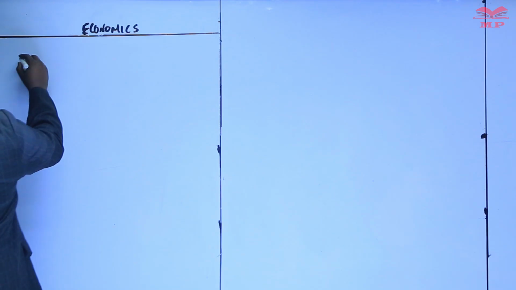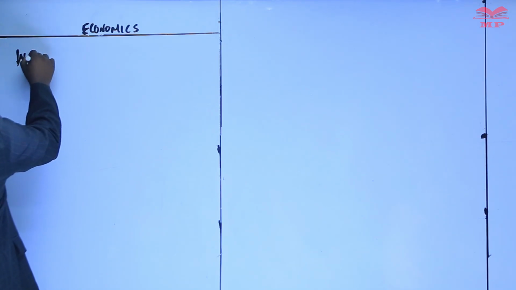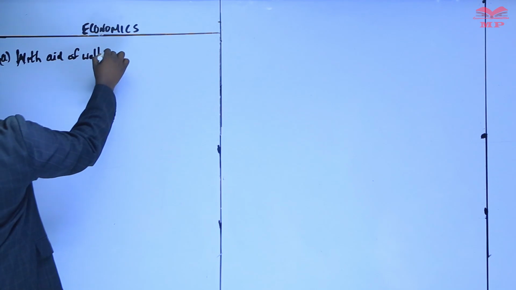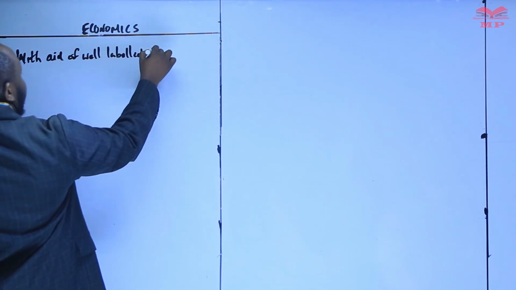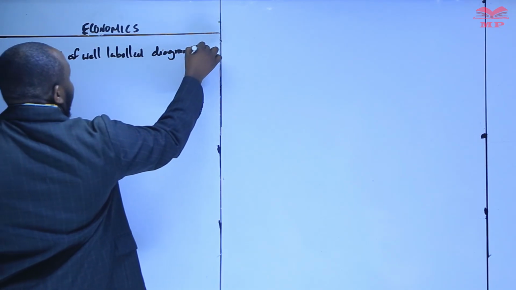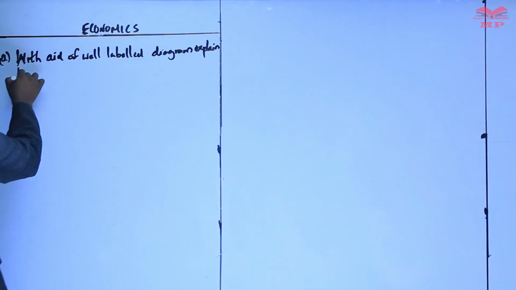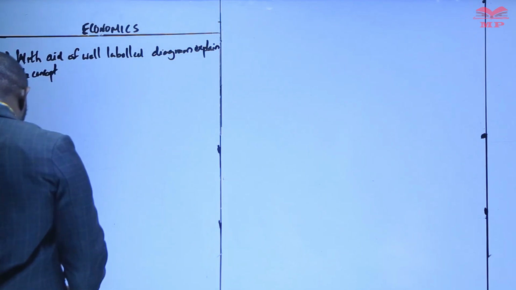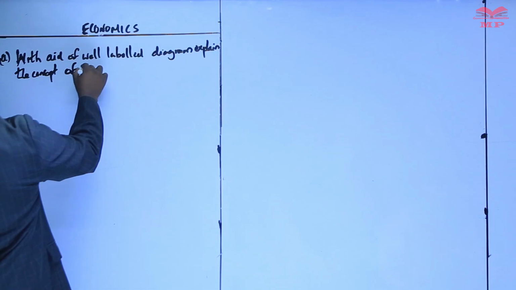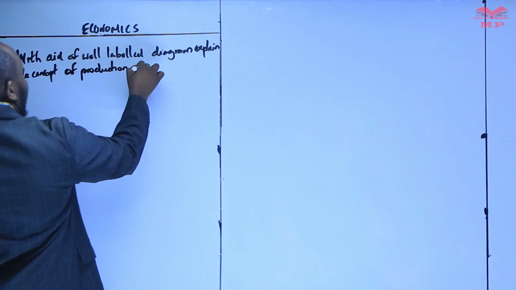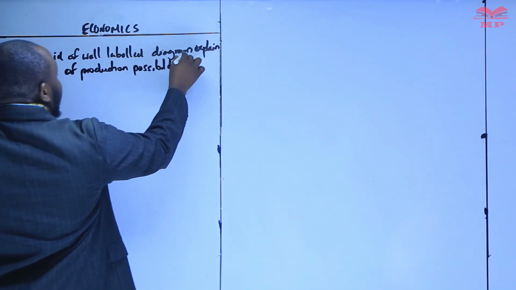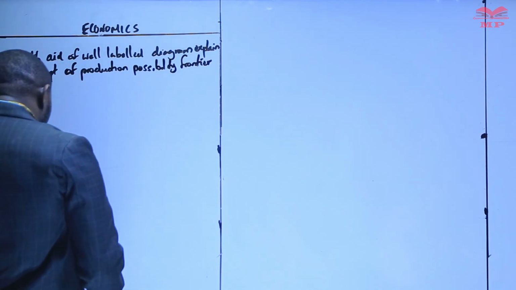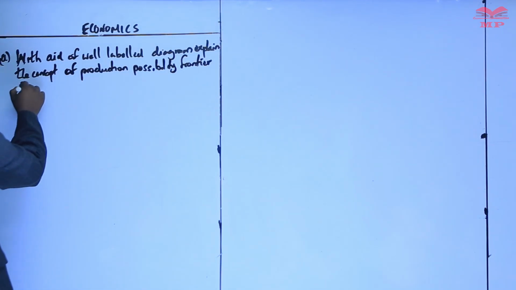That's 2A. With the aid of a well-labeled diagram, explain the concept of production possibility frontier. That is PPF.